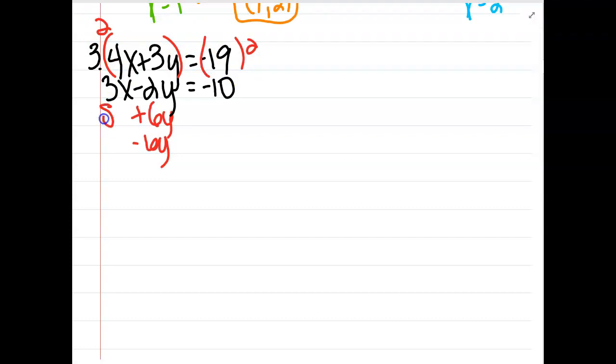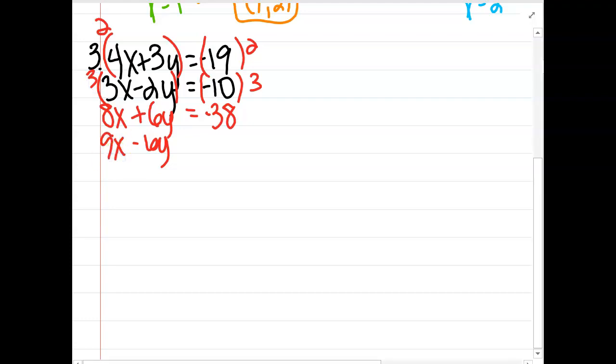So 2 times 4x is 8x. 2 times 3y is 6y. Negative 19 times 2 is negative 38. Now for the second equation, how would you go from negative 2 to negative 6? Multiply by 3. Multiply both sides of the equation by 3. So 3 times 3x is 9x. 3 times negative 2y, there's my negative 6y. And then negative 10 times 3 is negative 30.